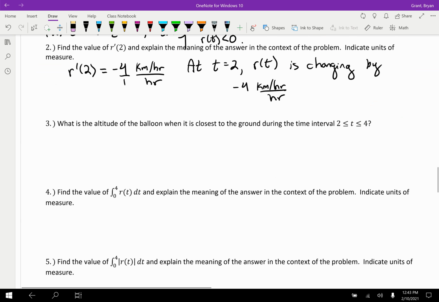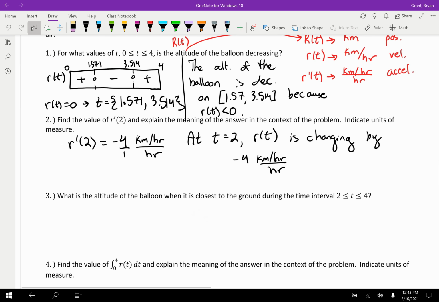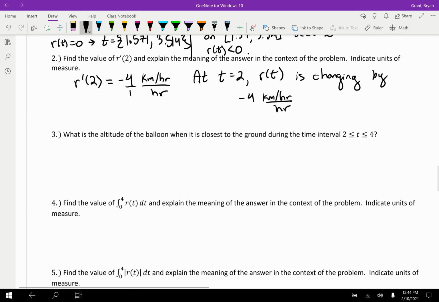All right. What is the altitude of the balloon when it's closest to the ground during the time interval 2 to 4? Oof, there's actually a lot to this question, a lot. So maybe it would help us to think about our sign chart again. I think we could probably even do it a little bit quicker this way. They want to know the altitude when it's closest to the ground. So closest to the ground, I think we could probably interpret that as the minimum altitude, or the absolute minimum. And I think our absolute minimum here can be found by the candidates test. It goes pretty quickly, actually.